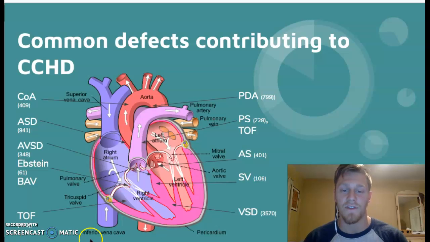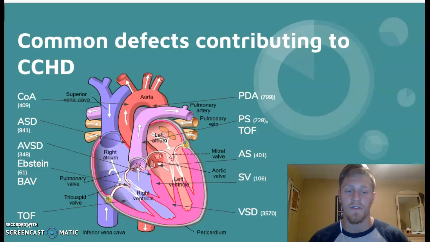Here's a very basic picture of a fully formed human heart. The black letters are just labeling the most important heart structures, and then the white letters are the abbreviations for some of the most common defects seen. Some are single defects, and then some, like TOF or tetralogy of Fallot, are a group of defects. And basically, they're all going to affect blood flow in some way or another. COA, or coarctation of the aorta, is basically just a more narrow aorta than normal.